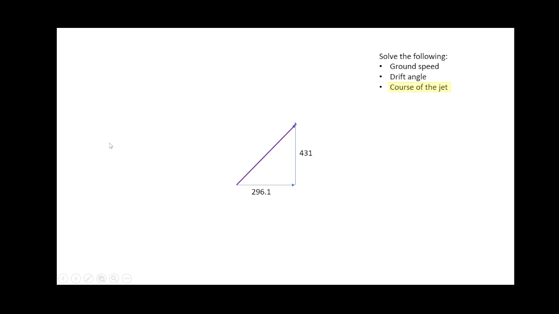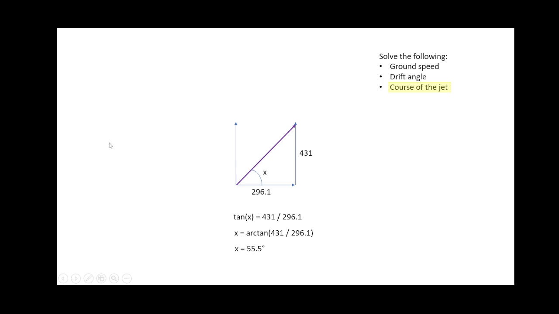Now we want to determine the course of the jet, and we do that through trigonometry. So remember, we have 431 miles per hour in the y component, 296.1 in the x component. So we want to know what is the angle from the positive x direction. So we'll call that x, and we just know from trigonometry that the tangent of an angle is equal to the opposite divided by the adjacent. So it's going to be 431 divided by 296.1. We take the arctangent of both sides, and we get that it's 55.5 degrees.